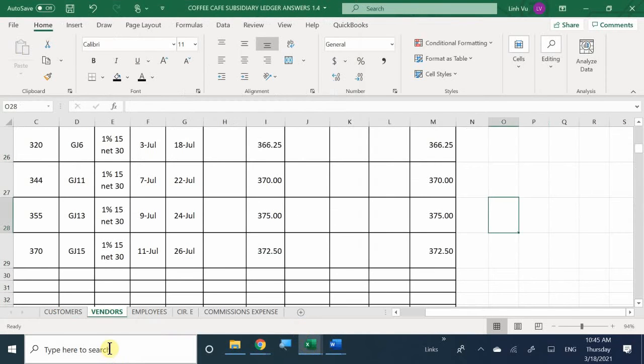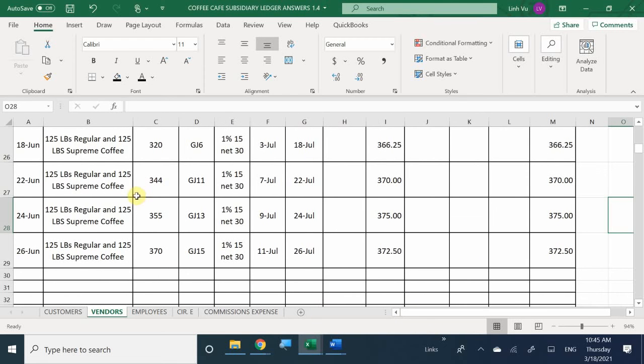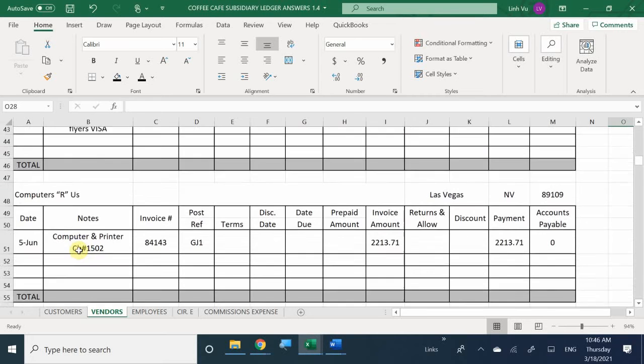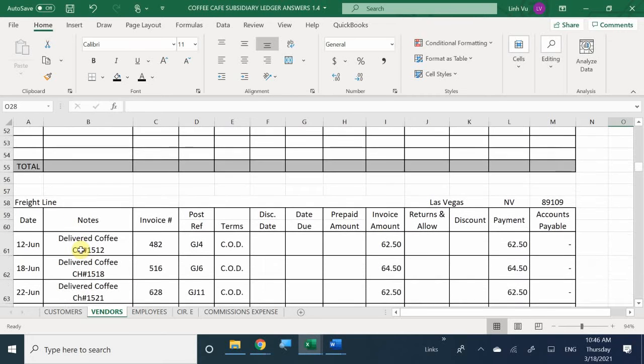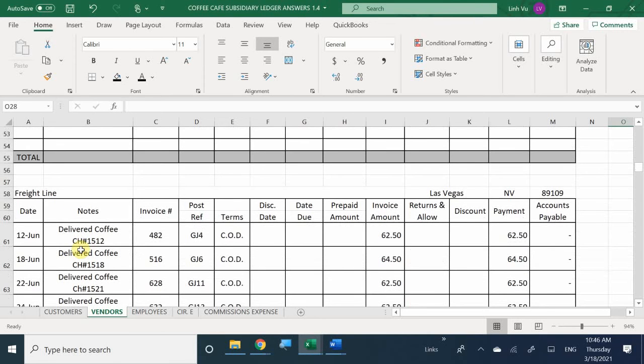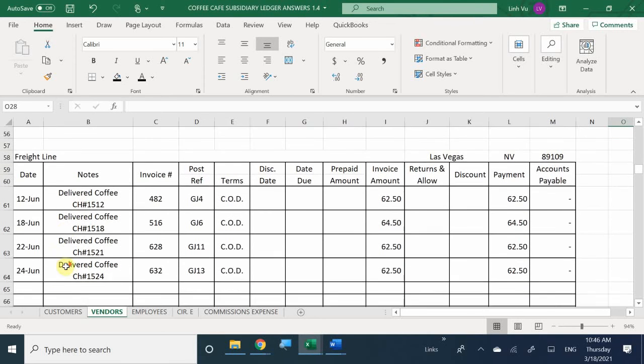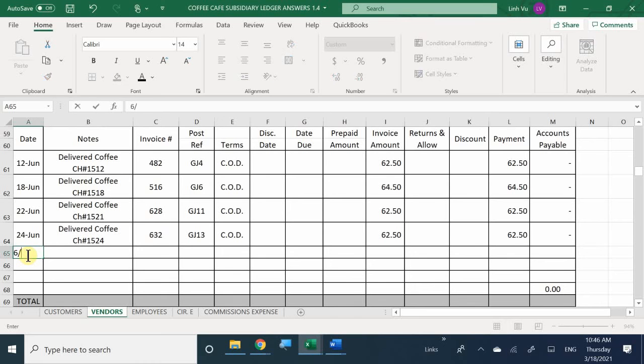Last but not least, let's go ahead and enter this into our subsidiary ledger because we dealt with our vendor. Right? We dealt with Freight Line. Here they are, Freight Line. Okay, so 6/26. Okay, we have to write delivered coffee.